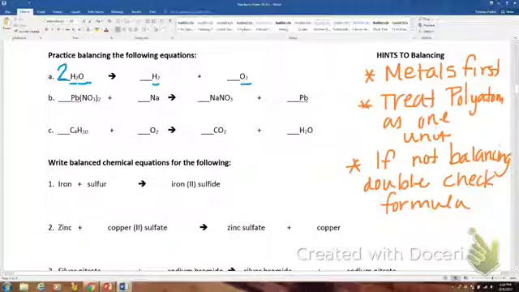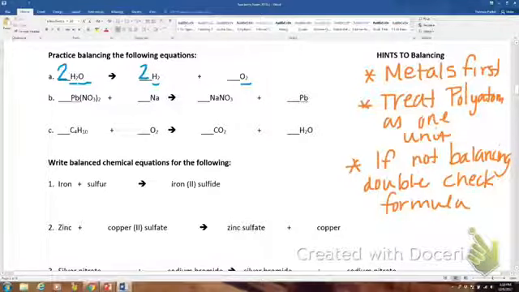So hydrogen would be a total of 4 on the reactant side, and I only have 2 on the product side, so I'm going to add another 2 here. And then I do a double check. 4 hydrogen on both sides, so that's balanced, and 2 oxygen on both sides, so now that's balanced.